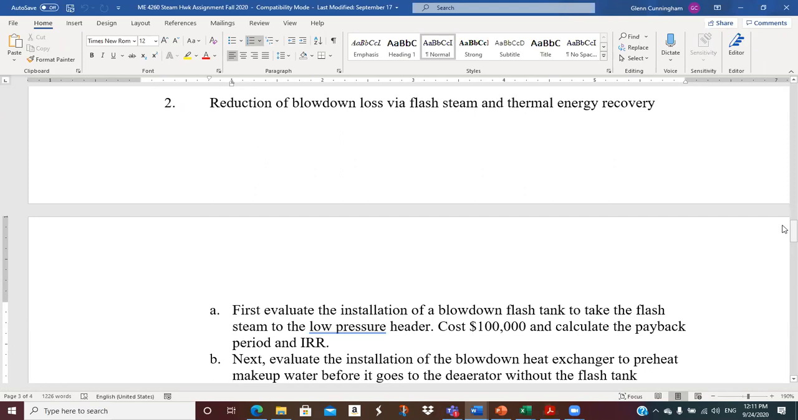Basically, these are options you can turn on in the inputs. You can flash the steam to recover the flash steam, turn it on. You can turn that off, then you can put in the heat exchanger, and then you can turn them both on and run all three of them and see what impact the flash tank has by itself, what impact the heat exchanger has by itself, and what impact they both have together. And look and see what the economics of that would look like.